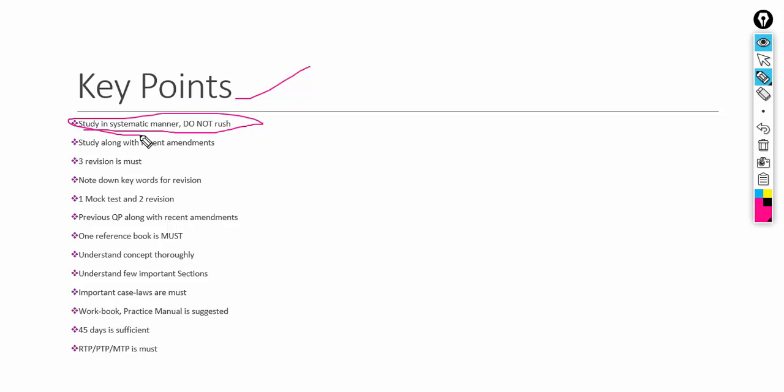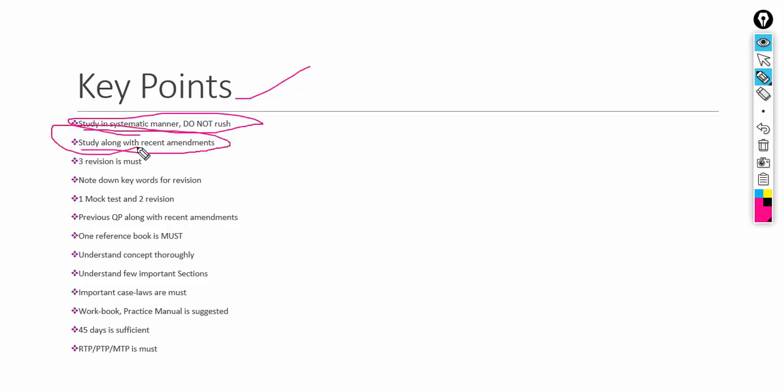So very important, in case you're studying this, first you should know the Income Tax Act, followed by the incomes which are not forming part of total income, followed by the income assessment. All those things should be studied in a step-by-step procedure. That will give you a clear picture of how the Indian taxation system is designed. Very important. Then study along with the recent amendments.